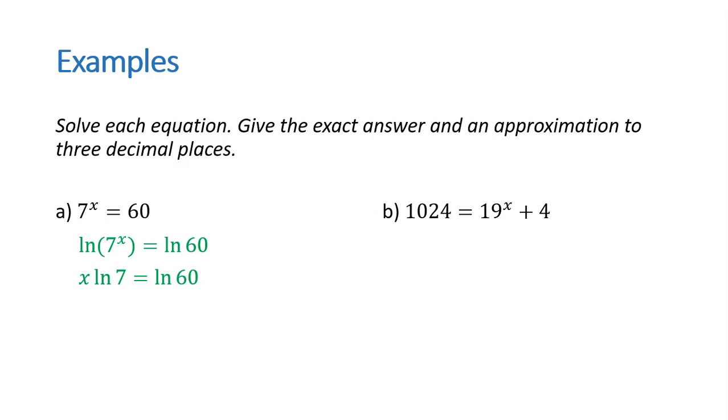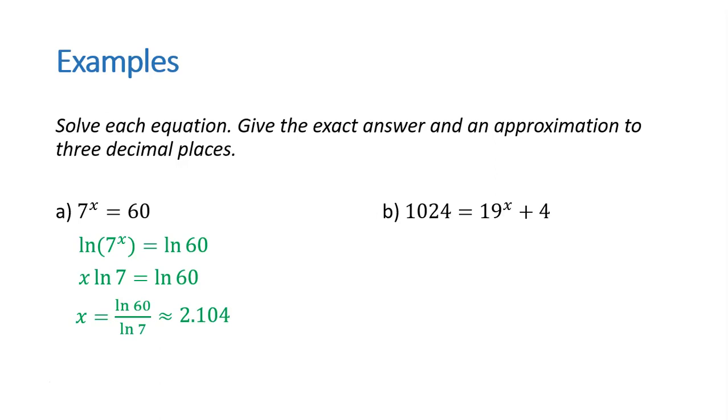So if I want to get x by itself, all I need to do is divide out natural log of 7. So my exact answer is x is equal to the natural log of 60 divided by the natural log of 7. This is my exact answer. This is as precise as it gets. We also want an approximation, which means we're going to plug this expression into the calculator, and we want it approximated to 3 decimal places. So if you plug this into your calculator, you should get approximately 2.104. That is roughly what x is equal to in this situation.